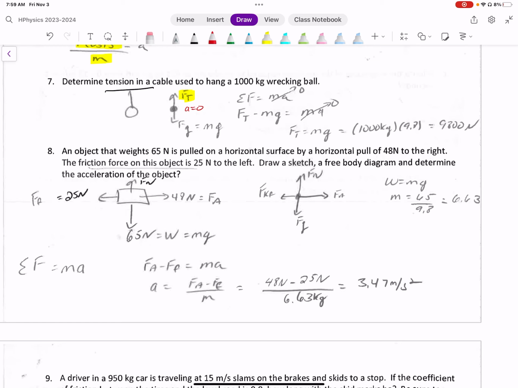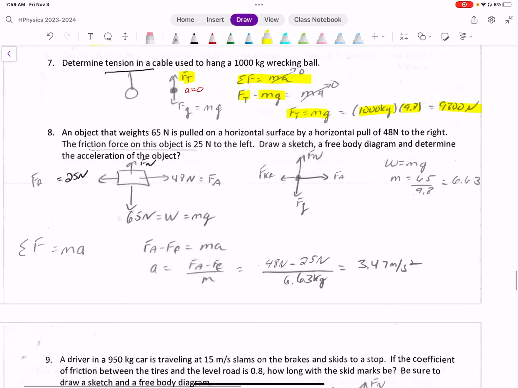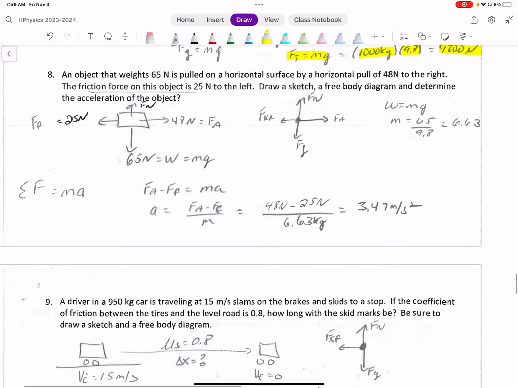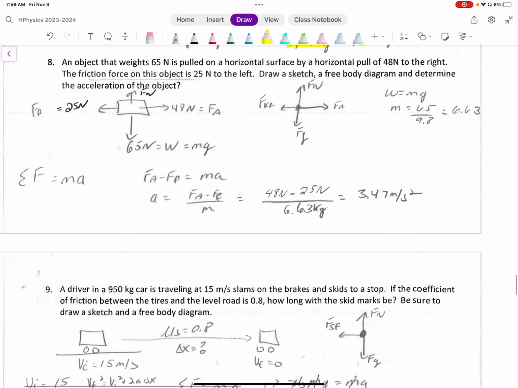So the sum of the forces in the y direction is equal to mass times acceleration in the y direction. Since the object is not accelerating upward or downward in the y direction, acceleration is 0. I have one positive force, which is force of tension. I have one force in the negative direction, which is force of gravity, which is mg. Those equal 0. Rearrange for force of tension. I get force of tension equals mg, plug in values, and now you know the force of tension is 9,800 newtons. Very similar to finding force normal of an object sitting on a surface.